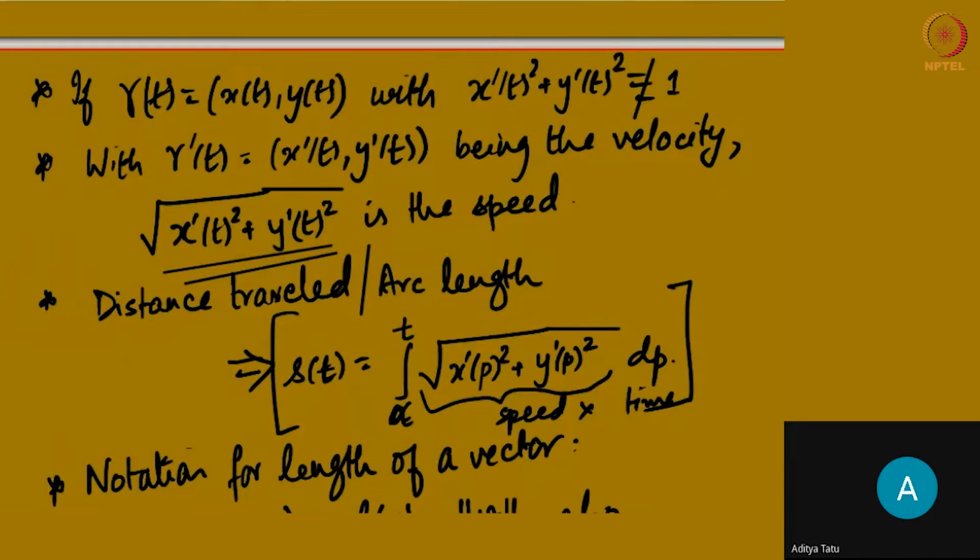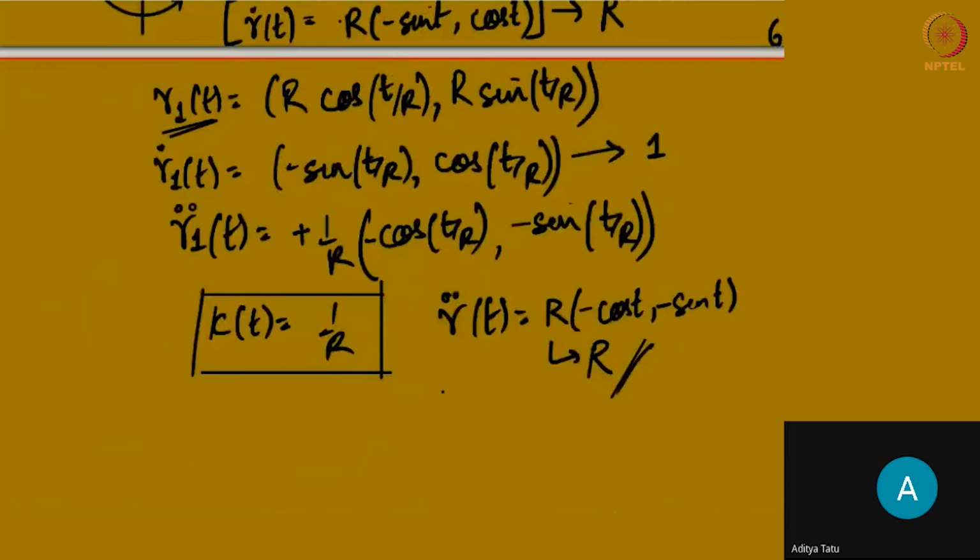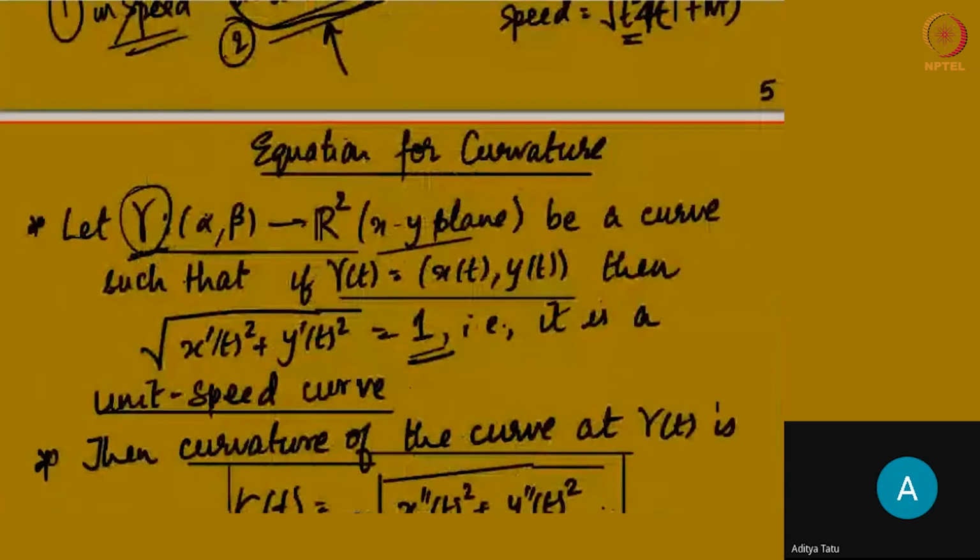Sir, can you please repeat what alpha is? Alpha is, let's say, the starting time. So you can see in this notation the motion of the particle between two time instants alpha and beta. So my starting time is, let's say, alpha.